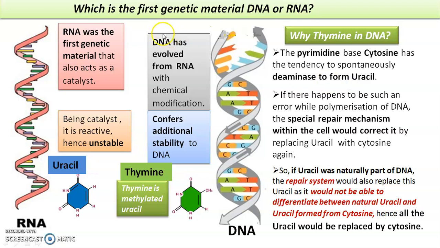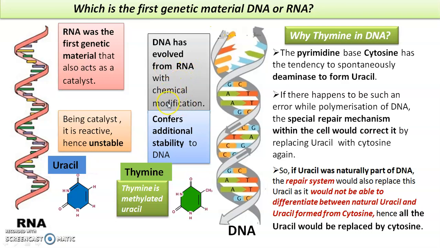Now, coming to how DNA has evolved from RNA, which was the first genetic material. Of course, RNA was the first genetic material. Other than acting as a genetic material in primitive forms, like viruses, it also acts as a catalyst even now. DNA has evolved from RNA with some chemical modification.